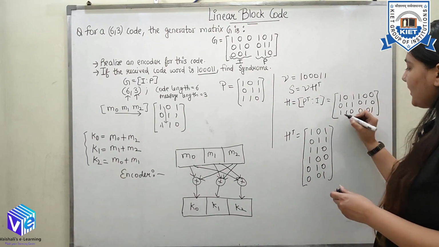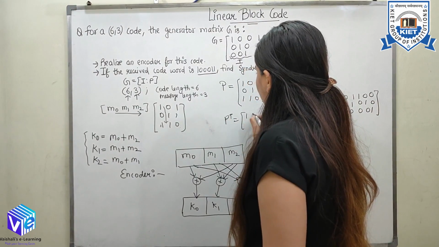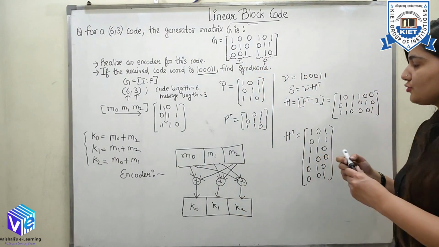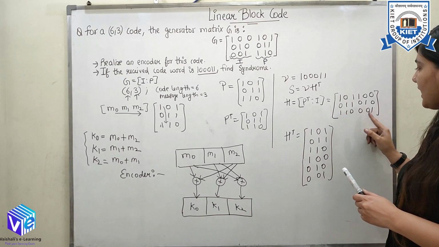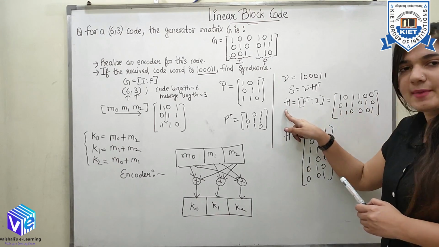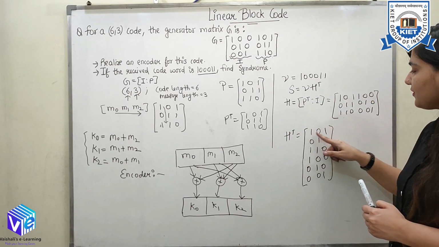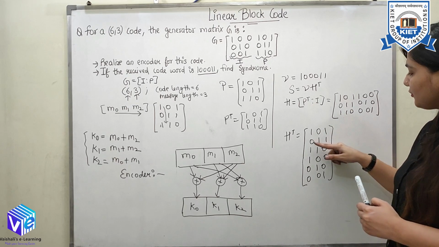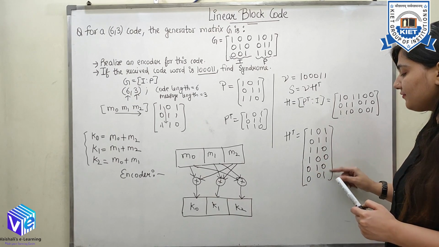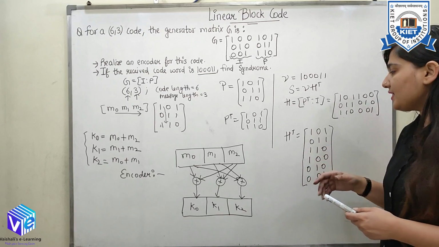Now what I did, I found the P transpose. P transpose would be 1 0 1, 0 1 1, 1 1 0. This is my P transpose. When I combine P transpose with I, where I is 1 0 0, 0 1 0, 0 0 1, I'll get the parity check matrix. When I took the transpose of this, the first row would be 1 0 1, the second row would be 0 1 1, the third row would be 1 1 0, then 1 0 0, 0 1 0 and 0 0 1. I hope now you are clear how I can find the parity check matrix.